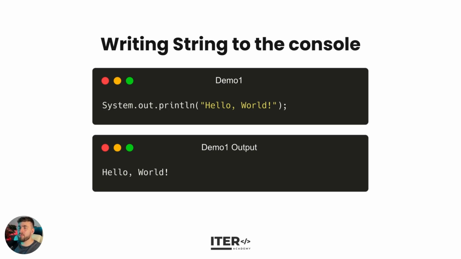Let's discuss examples of writing different data types to the console. The first data type we will look at is string. To write a string to the console, we can use the System.out.print or System.out.println method. Here is an example, as you can see on the demo 1. System.out.println("Hello World"). This will output the string Hello World to the console, as you can see on the demo 1 output.